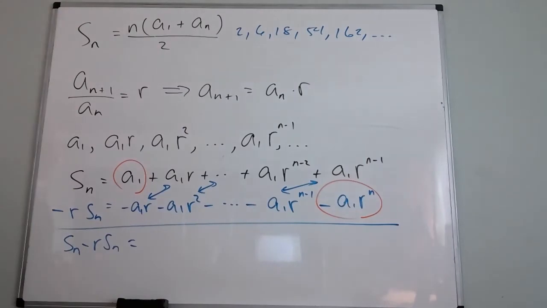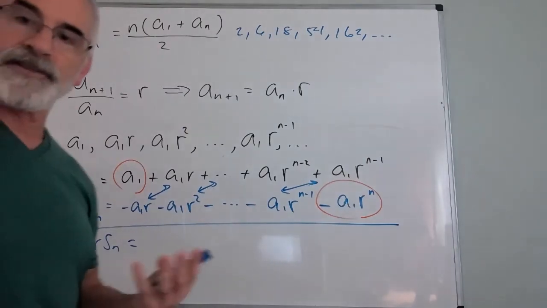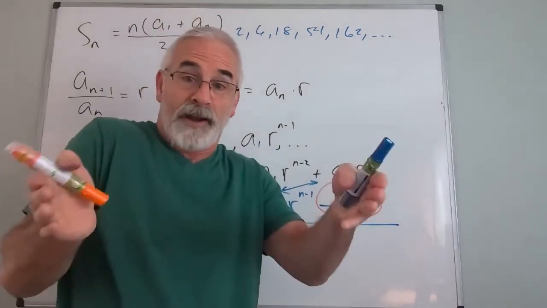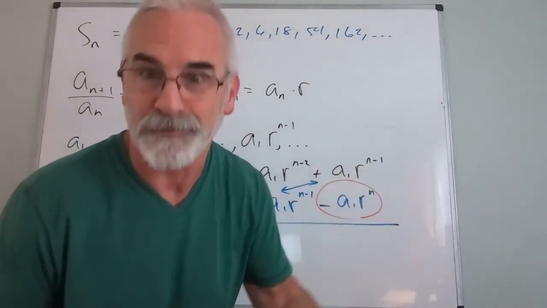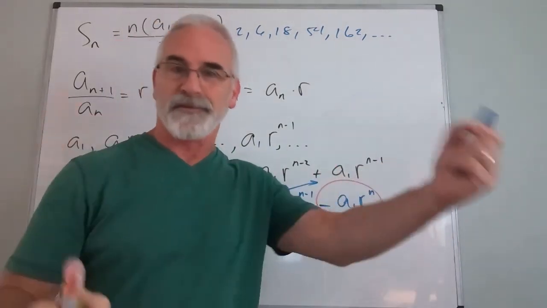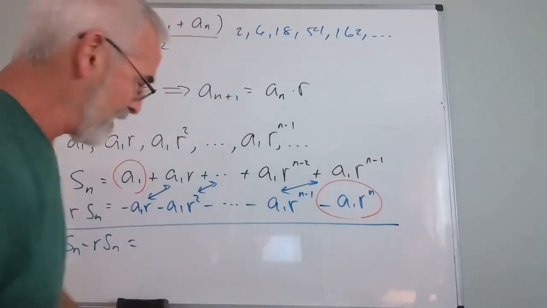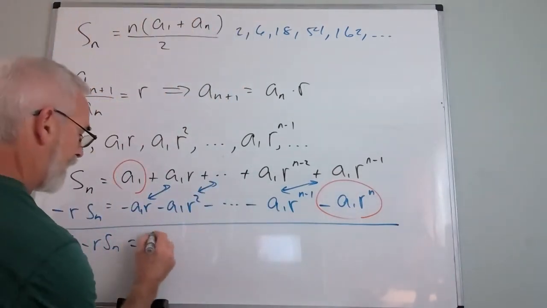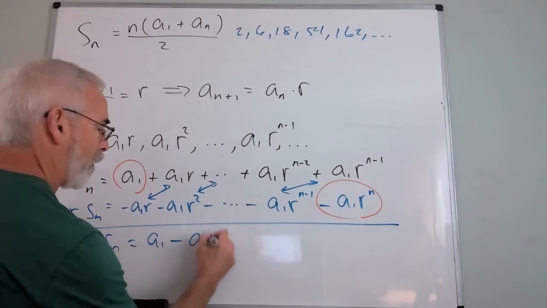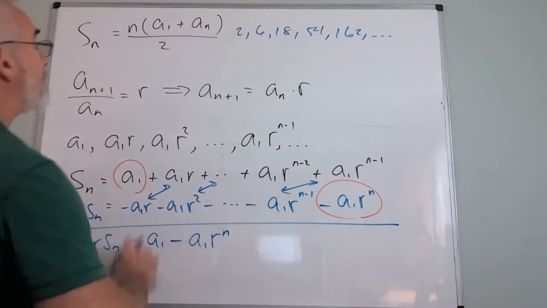On your most recent quiz, I gave you a telescoping series where, when you start writing it out, you realize every single term cancels except the first and the last. And that's what made it doable. So I get A1 minus A1 R to the n.